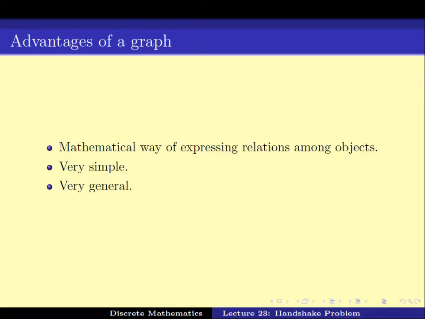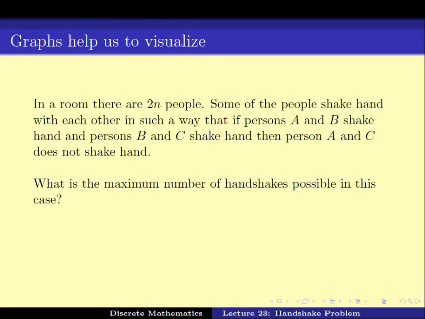Okay. So the advantage of graphs is that they are very useful data structures to represent binary relations. They are very simple and yet very general. They can be used in an enormous number of ways for modeling an enormous number of problems. So let's see how this graph can be used to visualize a particular problem.